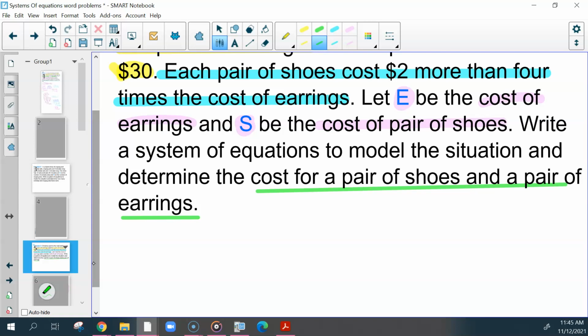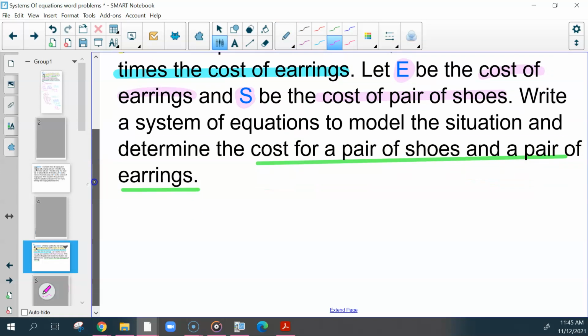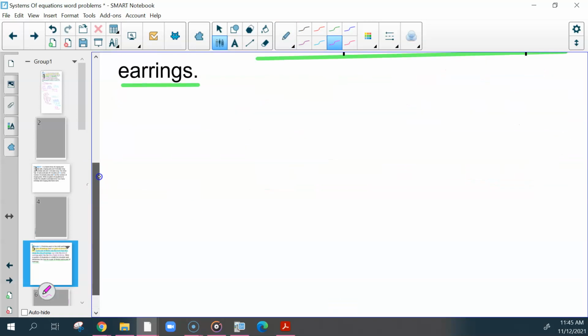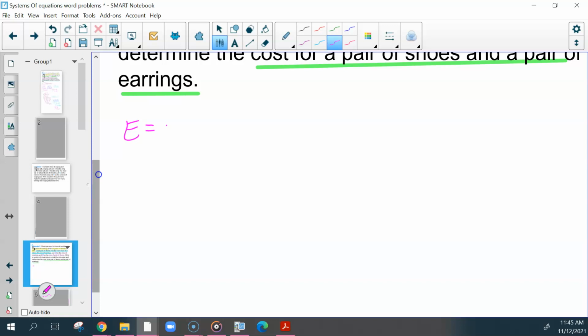Okay, so putting what we know, we know that E is the cost of earrings and S is the cost of shoes, so we can write that down. That says earrings, because the pen is not working. More specific, cost of a pair of earrings, cost of a pair of shoes, if you wanted to.